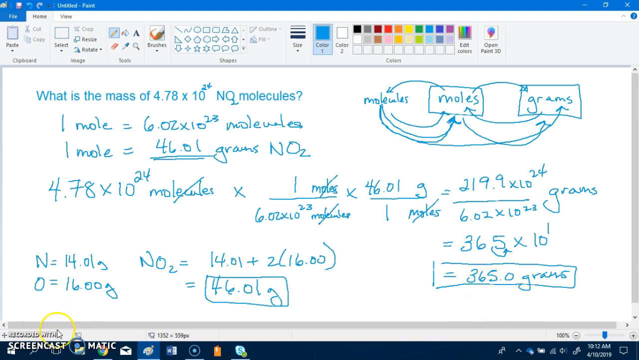So I hope I've helped with setting up these conversion factors so that you can cancel out the units to get what you're trying to find.